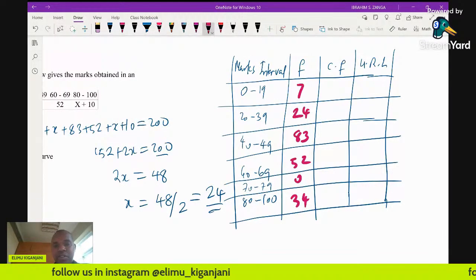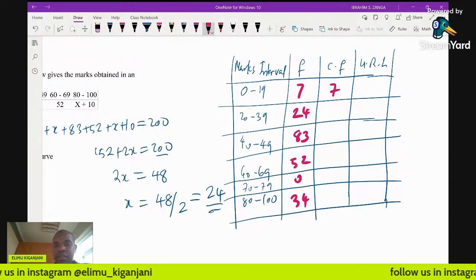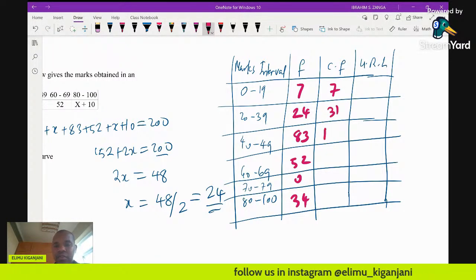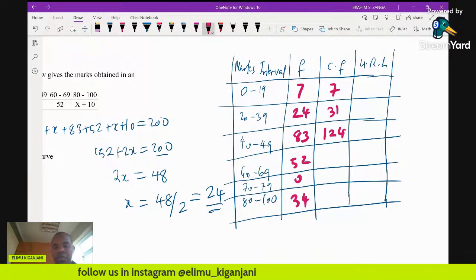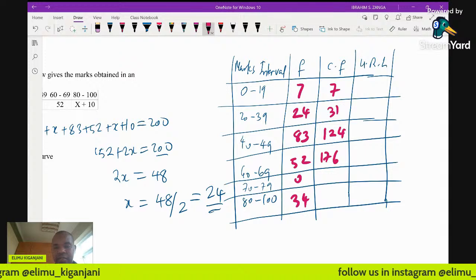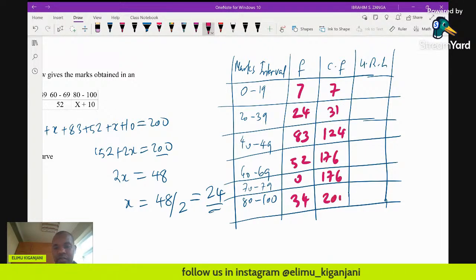Cumulative frequency will be 7, 31, 124, 124 plus 52, 176, then we come to 200.